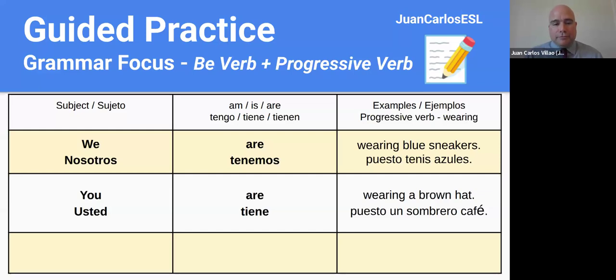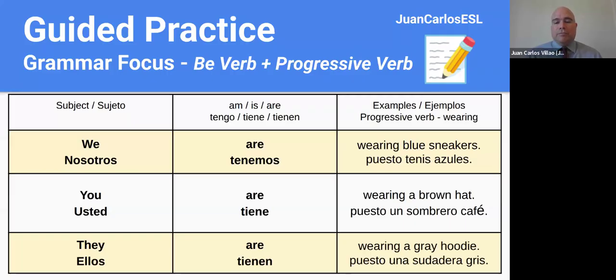They are wearing a gray hoodie. Ellos tienen puesto una sudadera gris. So, wearing, poniendo o tiene puesto. Okay, ellos tienen puesto una sudadera gris. They are wearing a gray hoodie.